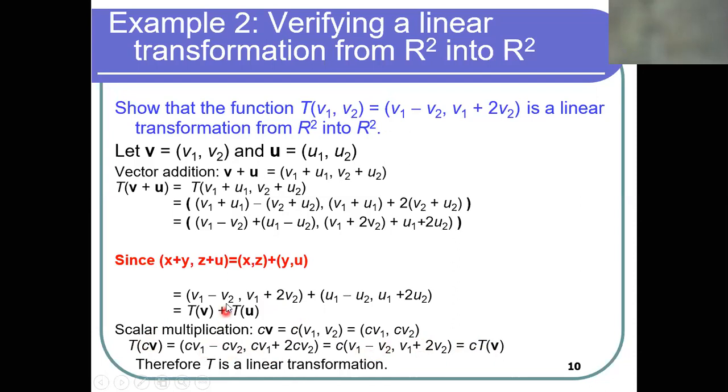In that case, both properties of linear transformation, vector addition and scalar multiplication, are satisfied. So T is a linear transformation.